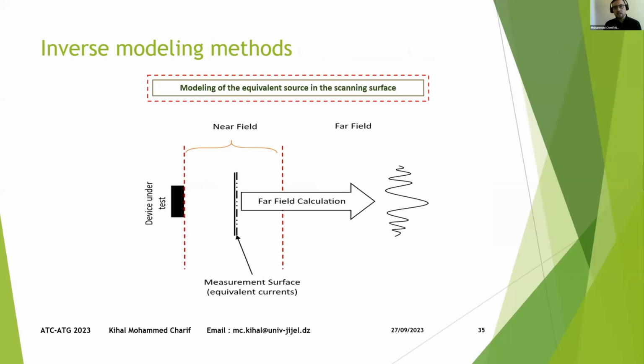The second family is the modeling of the source equivalent to the scanning surface. It is based on the definition of the integral equation to find the relationship between near field and equivalent current, and on the use of the conjugate gradient method to calculate the far field. Unfortunately, this technique is not applicable in the half space behind the antenna.